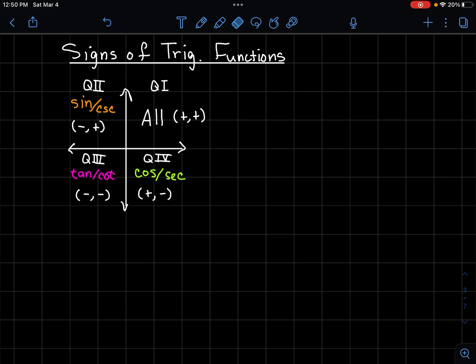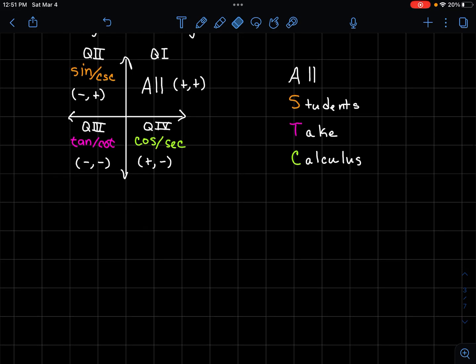So how can you remember which ones are positive? Well, there's a little mnemonic device that you can use here. All students take calc, using the first letters here. A for the word all means that all trig functions are positive. S for sine in the students. T for tangent and take. And C for cosine and calculus. If you can remember that, then you'll know which trig functions are positive in their given quadrants.